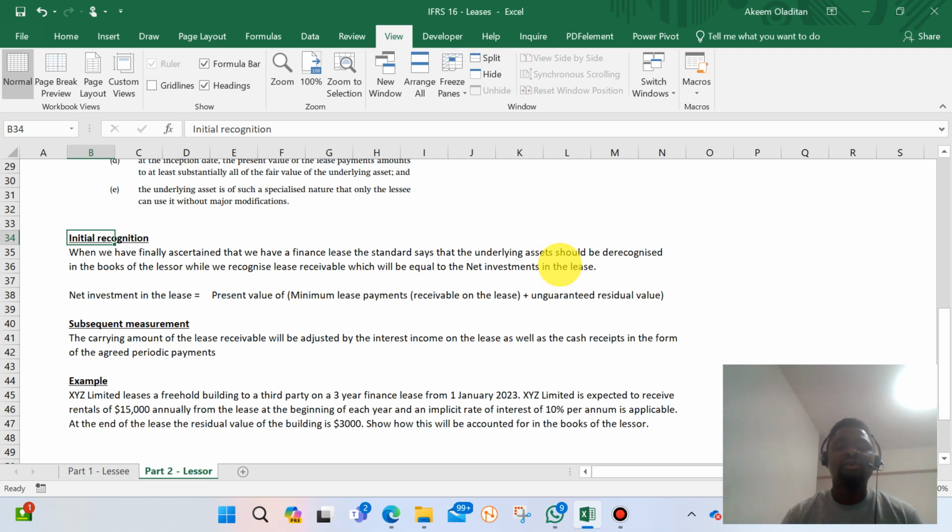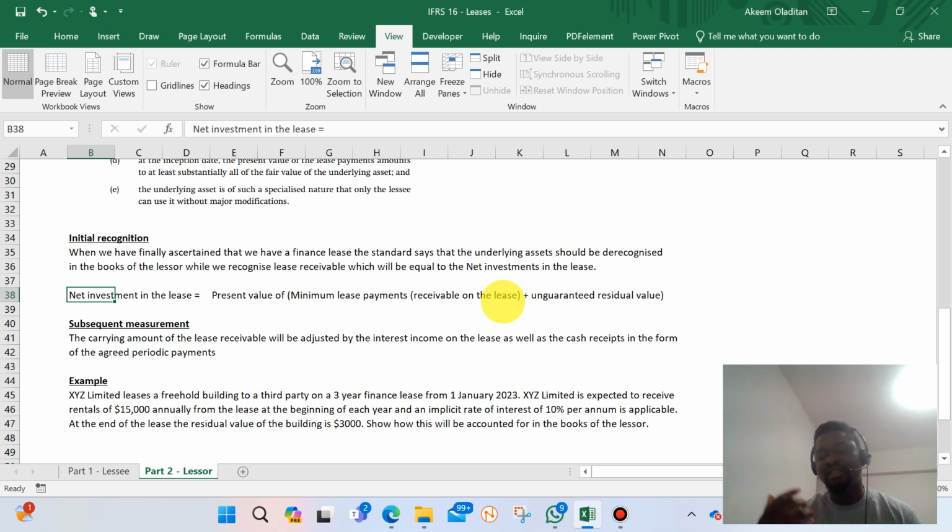At that point in time, all the property, plant and equipment should be derecognized in the books, while a lease receivable will be recognized. What is that lease receivable that the standard is talking about? It says that the lease receivable will be equal to the net investment in the lease. Don't worry, sometimes when you say net investment, you say, what is the meaning of net investment in the lease? So I have gone further to explain it. Forget about this present value for now. Look at this. It says minimum lease payment receivable on the lease.